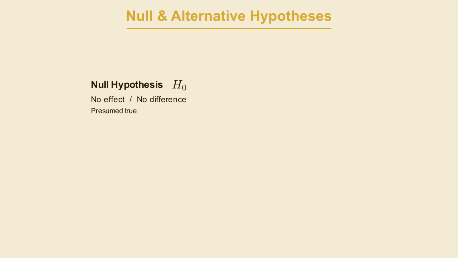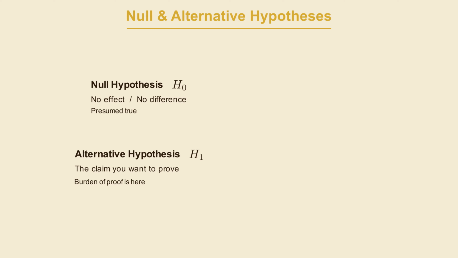Here, the default assumption is called the null hypothesis. In research and finance, the null is almost always some version of no effect or no difference. It is what a reasonable skeptic would assume before seeing any evidence. The thing you are trying to establish is the alternative hypothesis. It is the claim that you want to prove.